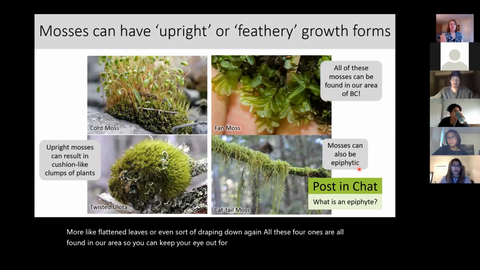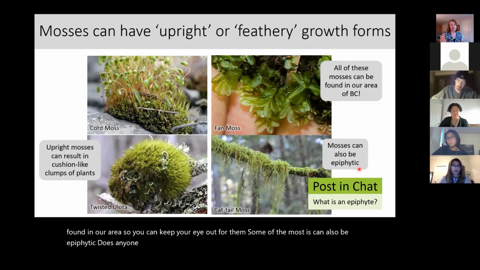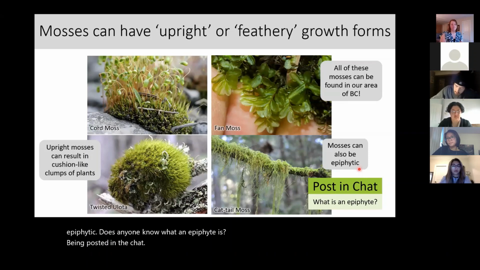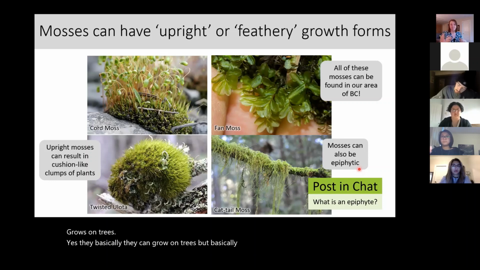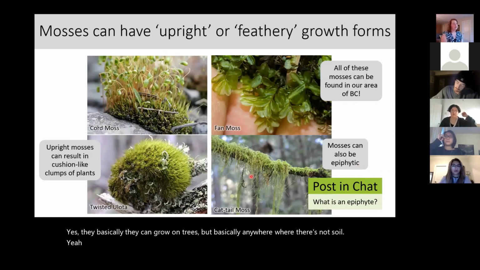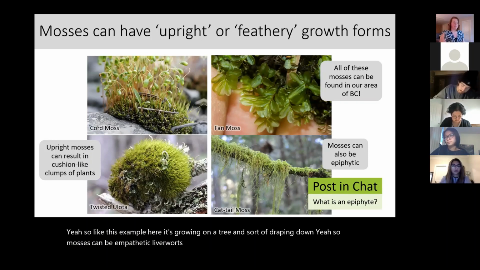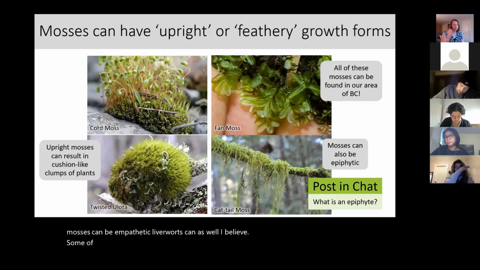Some of the mosses can also be epiphytic. Does anyone know what an epiphyte is? You can post in the chat. Any ideas? Grows on trees. Yeah, so they can grow on trees, but basically anywhere where there's not soil. Like this example here, it's growing on a tree and sort of draping down. So mosses can be epiphytic. Liverworts can as well, I believe. Some of the pictures that I showed earlier have some epiphytic liverworts.